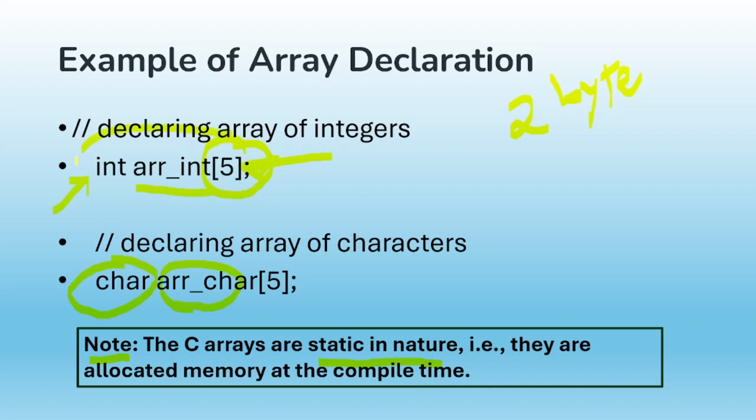How much space will be required for this int array of size 5? The number of elements multiplied by the size, so that is equal to 10 bytes. Is this clear? Now in the case of a character array, a single element requires how much? 1 byte. So how much will be the byte allocation to this character array? 5 bytes. Is this clear to everyone?